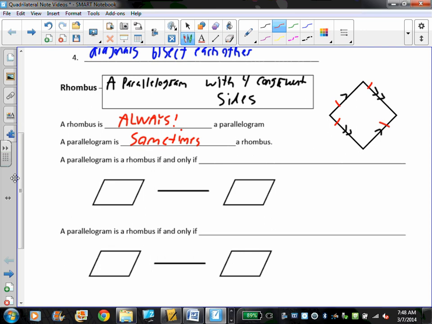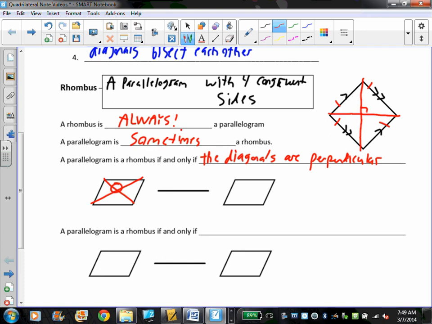One of them is that a parallelogram is a rhombus if and only if the diagonals are perpendicular. So in your typical parallelogram, if we draw the diagonals in, you'll see that the angles forming at the center are not 90 degrees. One of them is a little bit bigger, one of them is a little bit smaller. But in our rhombus up here, if I draw in this line, and if I draw in this line, here you see we have our 90-degree angles.